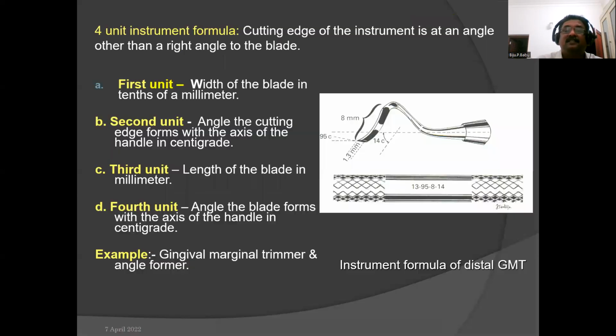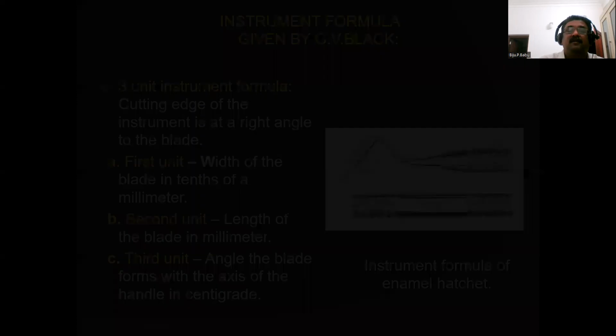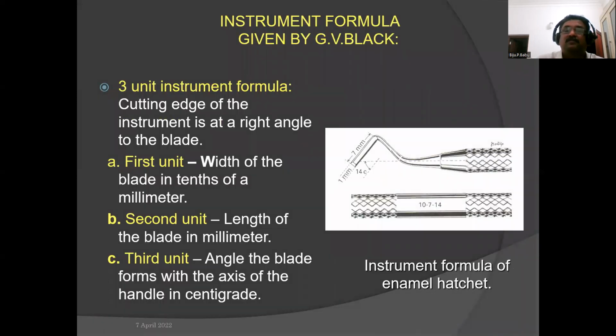Now coming to the instrument formula. The instrument formula was also given by Dr. G.V. Black. Now you have two numbering systems: the 3-unit instrument formula and the 4-unit instrument formula. First, I'll talk about the 3-unit instrument formula.